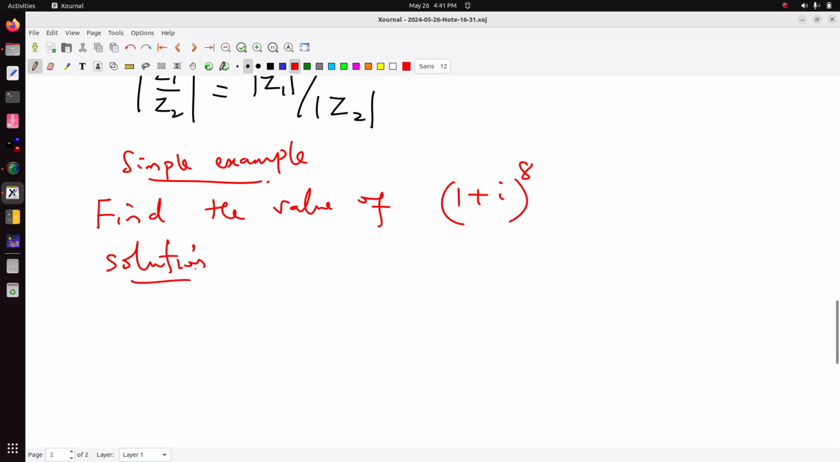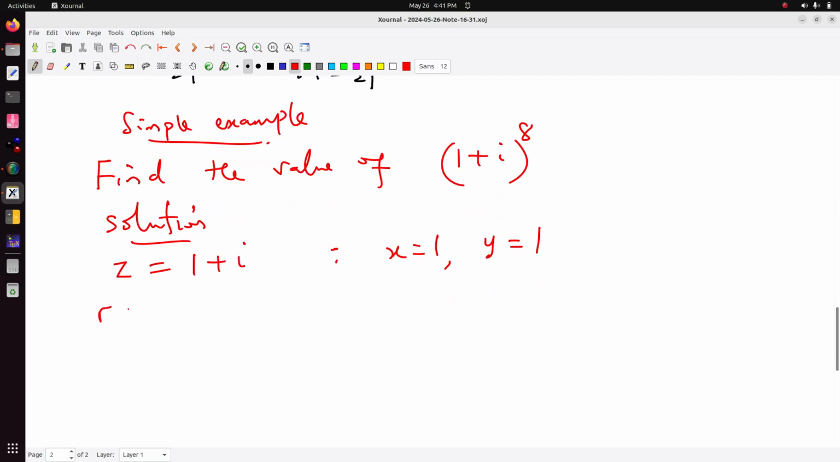So what we do is we convert z, in this case z is 1 + i. The real part of z is 1. The imaginary part of z is also 1. So r, which is the modulus of z, is the square root of 1 squared plus 1 squared, and that will be the square root of 2.